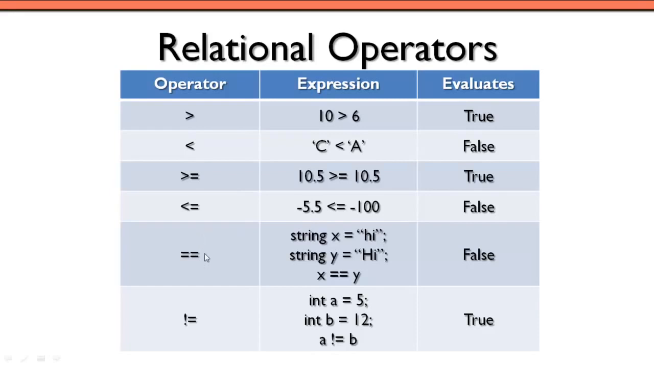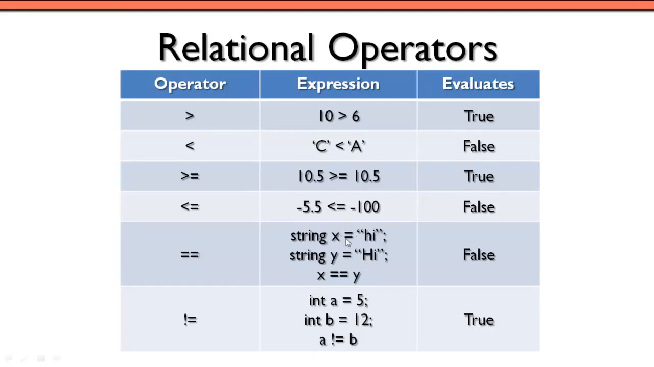What about equals? The way we test for equivalence when we're using these relational operators is not to just simply use a single equals. If we used a single equals, that would mean assignment. So we don't want to do assignment, we want to do equivalence, so we have to do equal equal. This is a very common mistake that people make when they're first learning how to program, is they want to compare two things to one another and see if they're the same, but they just use a single equal sign, and you need to use two.